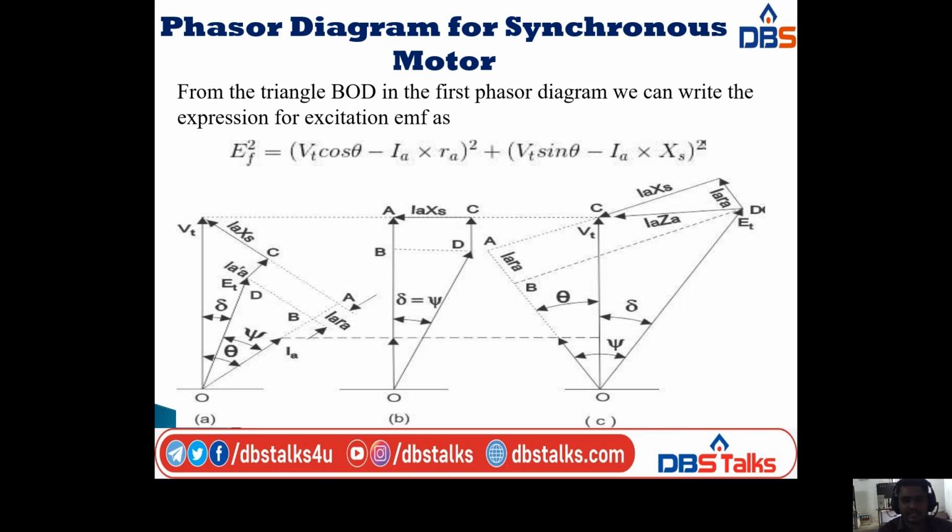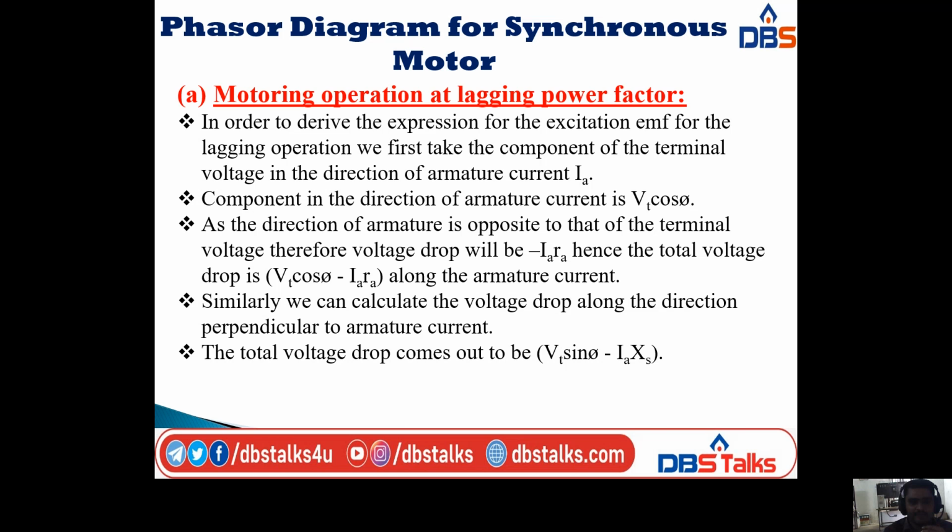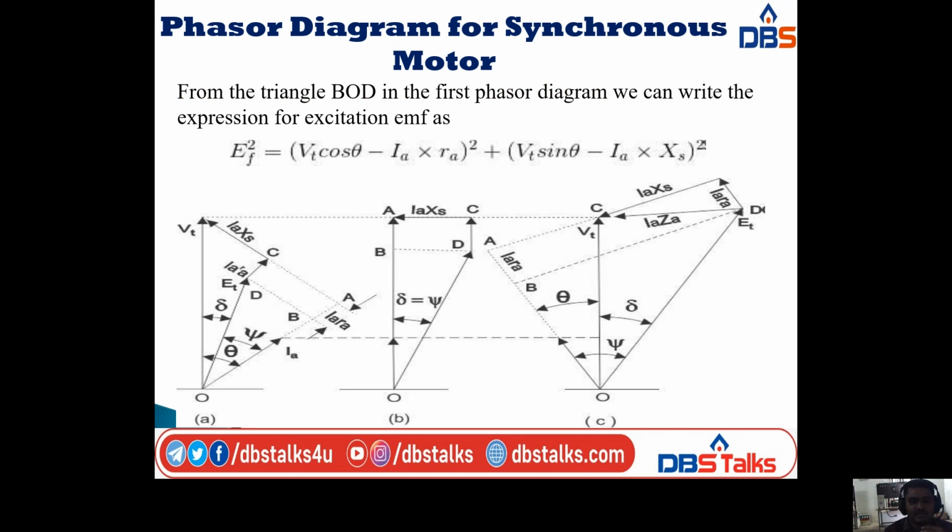So these are the diagrams for the first case. We have three phasor diagrams here. The first one is for motoring action at lagging power factor. In this one I am taking VT as the reference phasor, and IA. The angle between terminal voltage and IA is theta, the angle between EB and IA is psi, and the angle between VT and EB is delta. We have the drops IARA and IAXS. The IARA drop is always in the same direction as IA, and the IAXS drop is perpendicular to it.